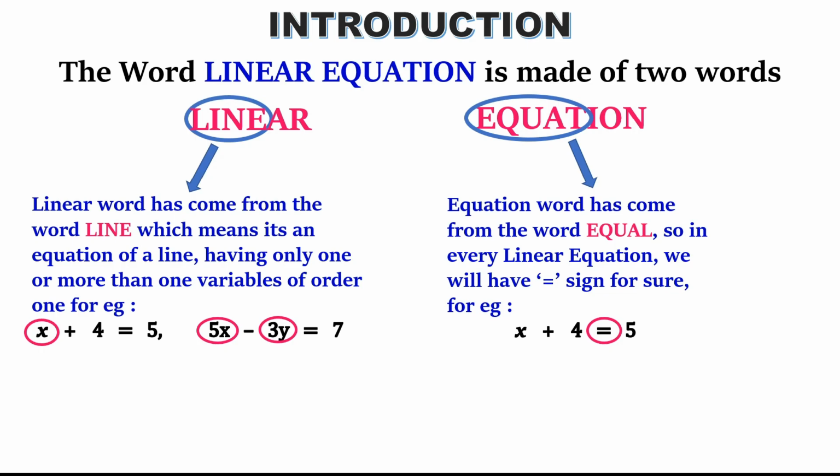Equation means you have a left hand side and you have a right hand side and both the sides are equal. Then only we will use the word equation. If equal to is not there, then it is not an equation, it is an expression. Suppose I have x plus 4, that's all. Then it is an algebraic expression. But if we write x plus 4 is equal to 5, then it becomes an equation.